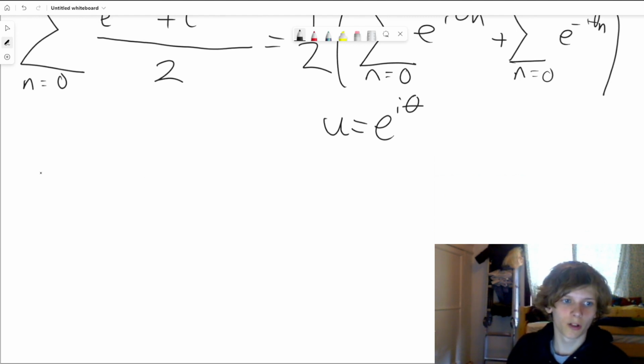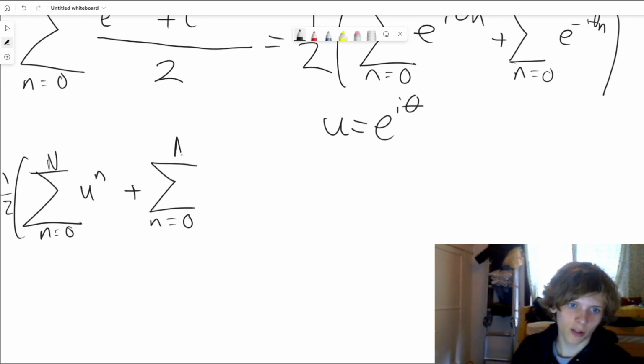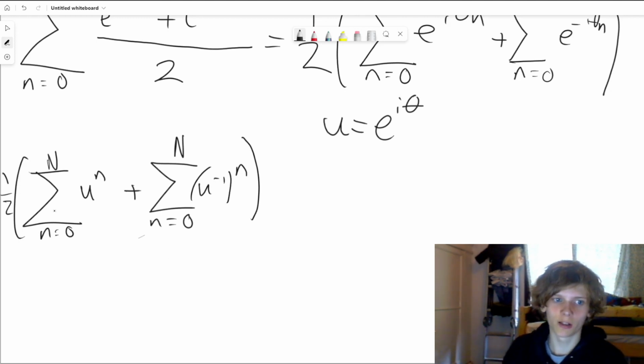Now we have the sum 1/2 times the sum from n equals 0 to N of simply u to the n, plus the sum from n equals 0 to N of u to the negative 1 to the n. And if you have any familiarity with series at all, you know these two are geometric series. In fact, we have a nice simple formula to get a closed form for these.